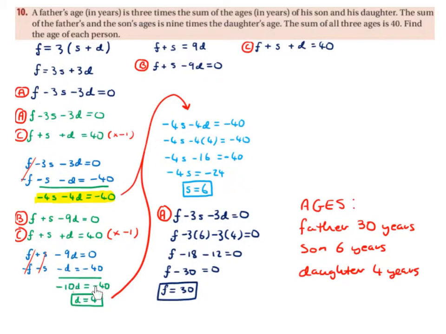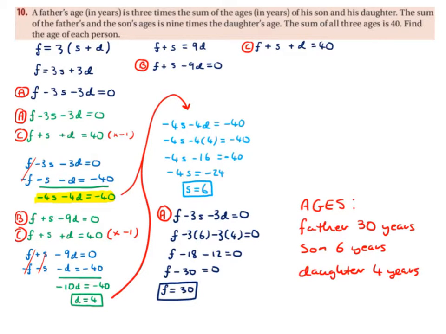Now I'm going to take the D and the S. I'm going to substitute them into one of the original equations. I'm going to go for this one here. So F minus 3S minus 3D equals 0. I swap the S for 6 with brackets around it. I swap the D for 4 with brackets around it. Minus 3 by 6 is minus 18. Minus 3 by 4 is minus 12. Minus 18 minus 12 is minus 30. I'm going to bring the minus 30 over the equal sign. It becomes plus 30. So F is equal to 30. So the father is 30 years old.